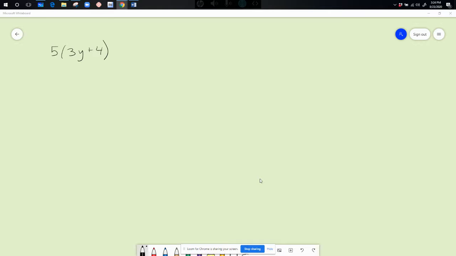So here we go. This first one is 5 times the quantity 3y plus 4. And distribution really is talking about multiplication. So I'm going to multiply what you see in the red. So 5 times 3 is 15. And there's one y, so that y comes down. And 5 times 4 is a positive 20. And that's an example of how you would do that problem. It's completely simplified already. There's no like terms, so you should be good to go.